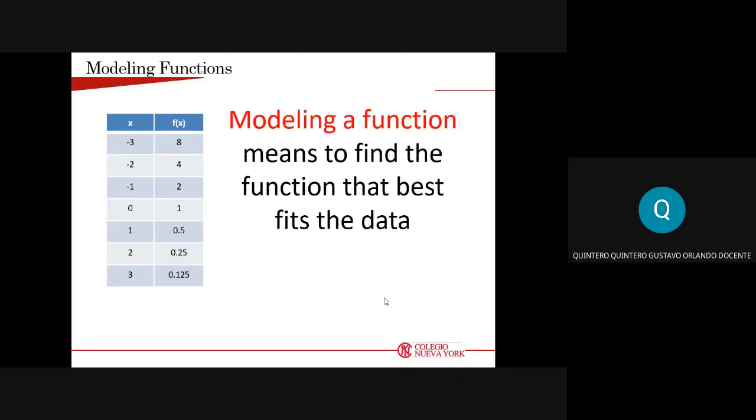Modeling a function means to find the function that best fits the data, right? What is this? What is to fit the data?